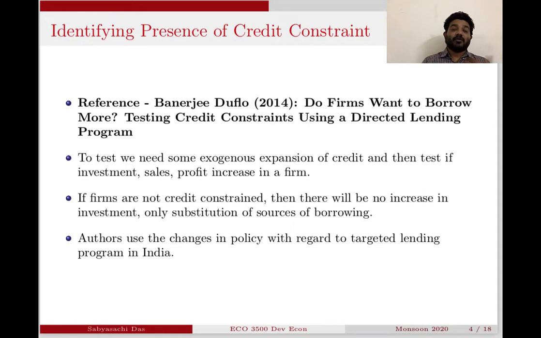Now, if these firms are not credit constrained, then this expansion will not lead to any increase in sales and output. It will just lead to changes in the substitution of different sources of credit. Right. So if your credit from one source is expanding, and if you don't face any credit constraint, then you're already at the optimum. You don't need extra credit. So what you basically do is you reduce credit from some other sources and avail of the expansion. So what the authors do, they use changes in the policy with regard to the targeted lending program in India.